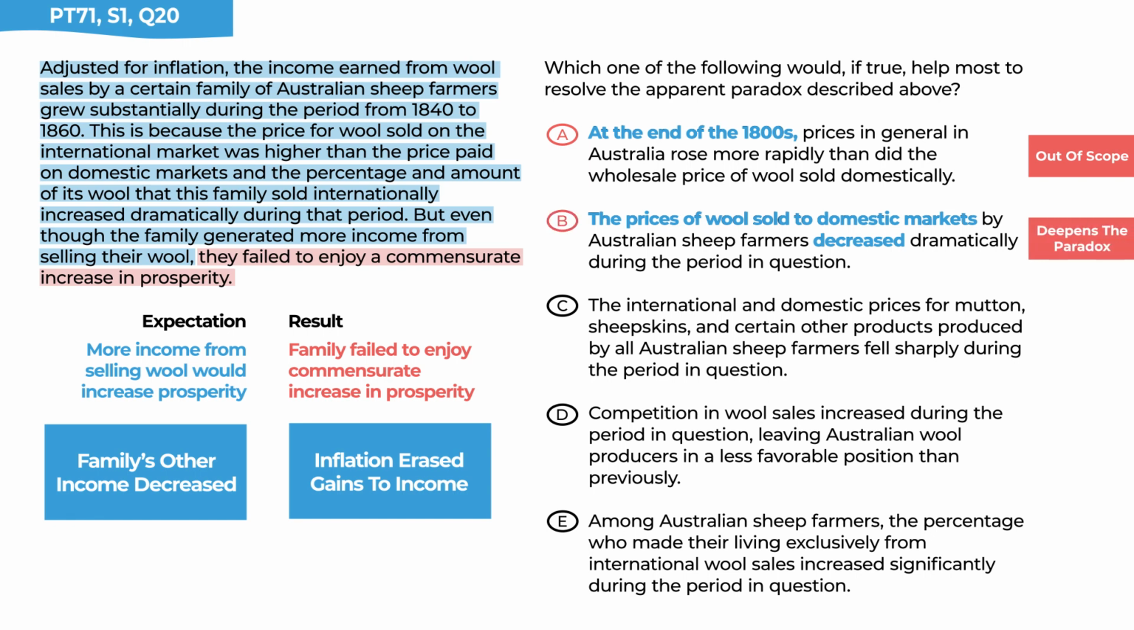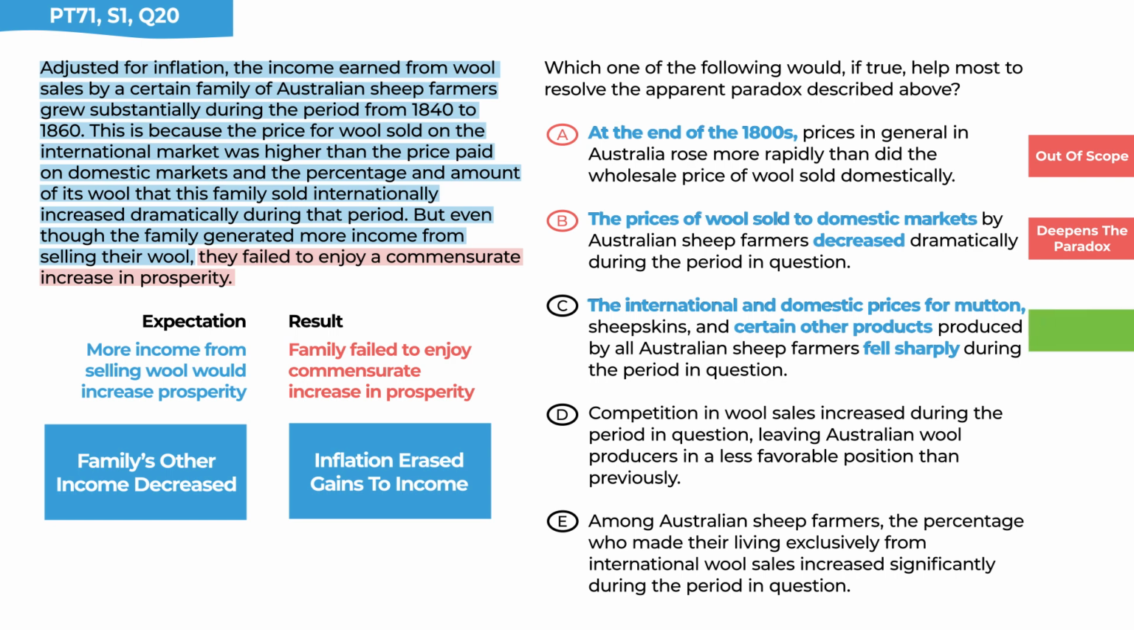Answer choice C says that the international and domestic prices for mutton, sheepskin, and certain other products produced by all Australian sheep farmers fell sharply during the period in question. Notice that these are prices for other products produced from sheep, and that the price of these products fell sharply. Not only that, but these are products that are produced by all Australian sheep farmers, including this family. So if the other products are falling in price, maybe this fall in price is outweighing any advantage that the family was getting from selling its sheep wool on the international market. This actually looks like it has a chance of explaining why the family did not experience an increase in prosperity. So let's hold on to answer choice C and see what happens.